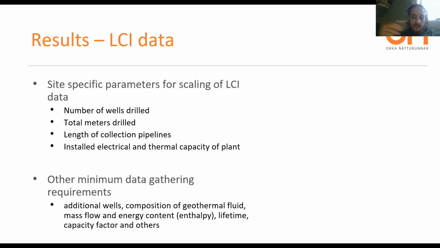And then also the length of the collection pipelines. If you've ever driven out there, those igloo houses are each of the wellheads. And you can see that some of them are quite far from the power plant.